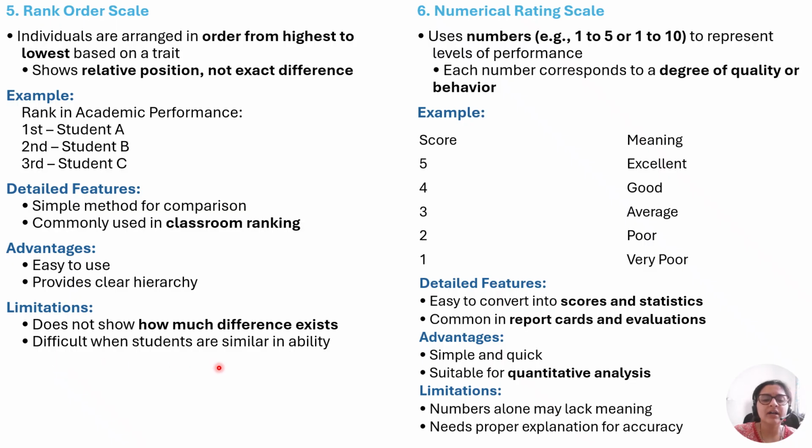It is difficult when students are similar in ability. If suppose A and B get the same rank, then this cannot be used. So that is what they are telling here.